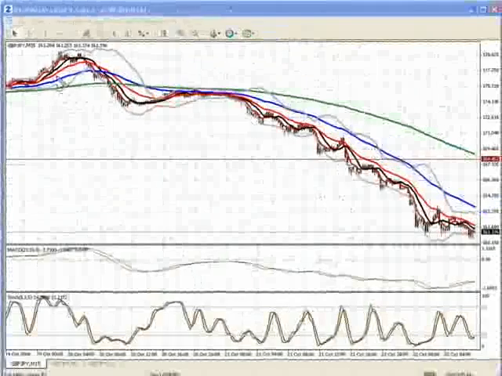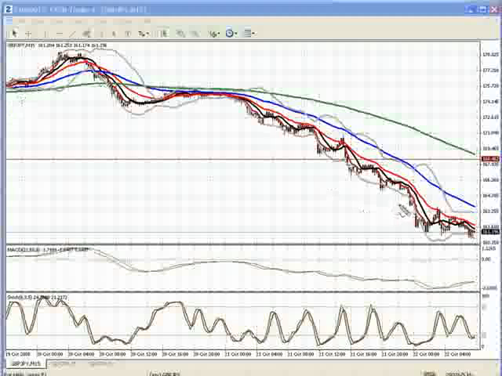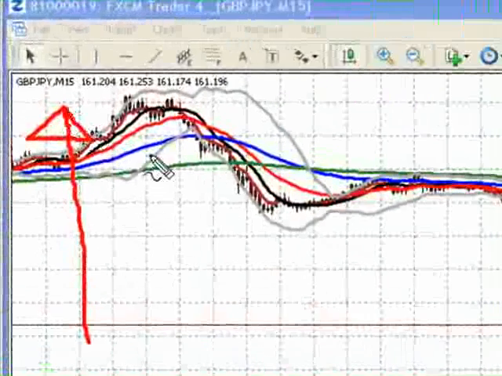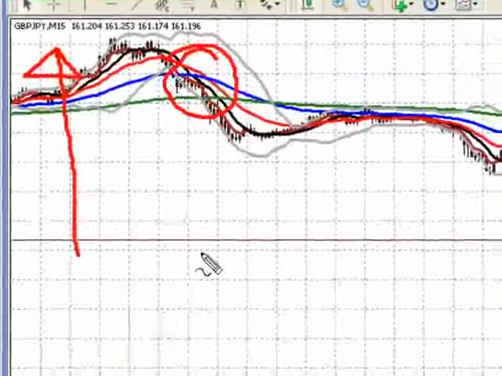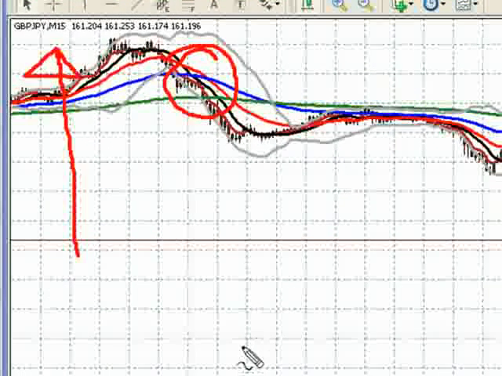So anyways, look at this. It almost looks like the same chart, right? I kid you not. This is the pound yen 15-minute chart. It is a different chart. All right, the 21-55 cross there means technically the market is to the downside.